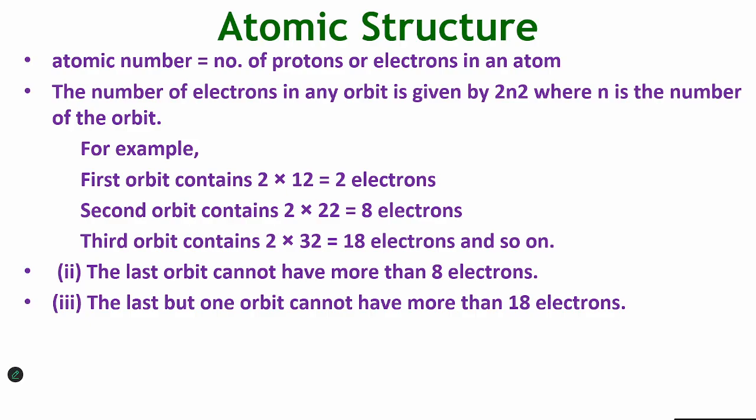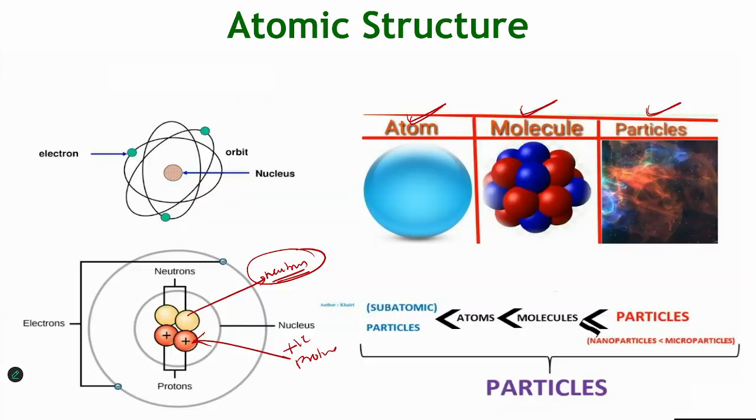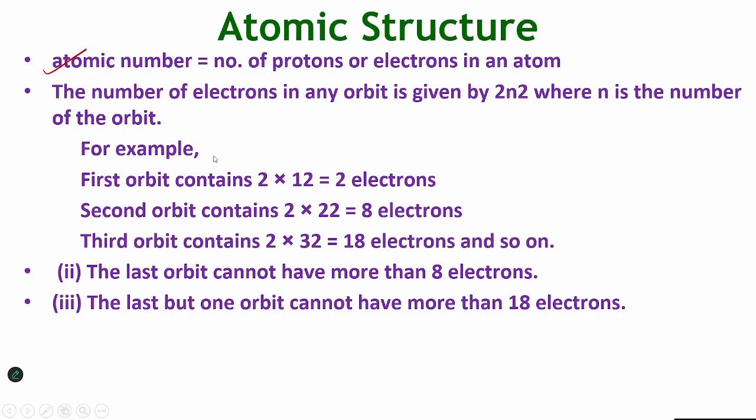Now, the atomic number is the number of protons or the number of electrons. There are orbits, and the number of electrons in any orbit is given by 2n square. For the first orbit, it is 2 into 1 square, so 2 electrons will be there.